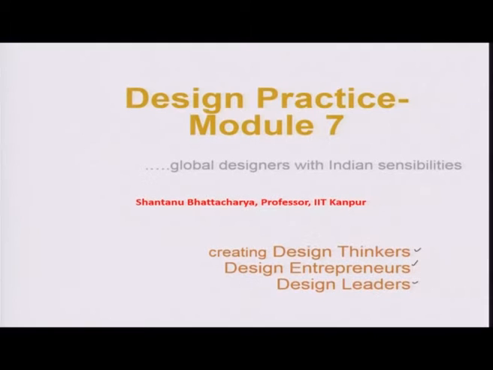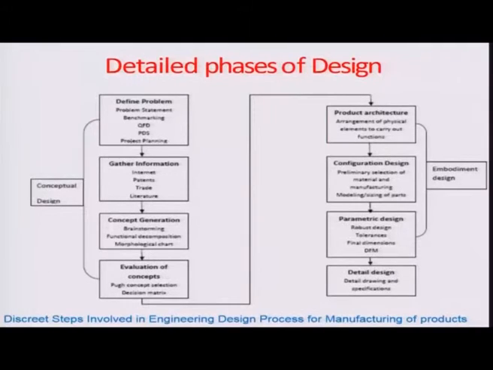This is module 7 of the course on design practice. We would like to describe in this particular module the generic phases of design, which we had described earlier as per this particular map, where in the first part we talk about how to formulate a problem or generate a concept to solve the problem, and then finally evaluate the concept in an organized manner, so that finally there is an overall scheme of what needs to be done in the whole design.